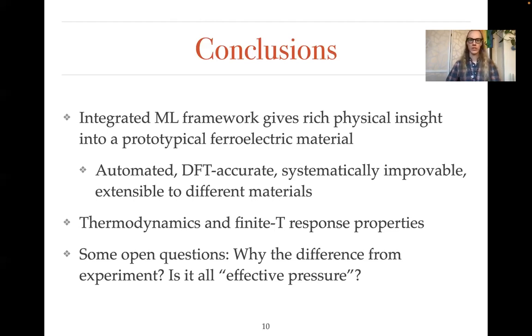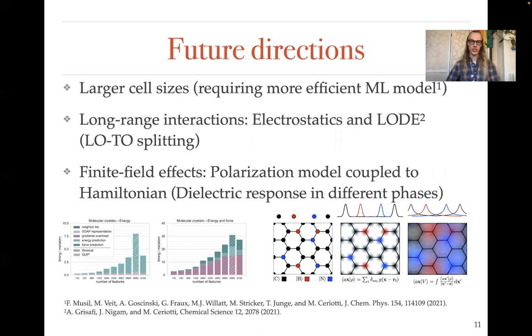So in the future, we'd like to improve the efficiency of the model so we can tackle larger cell sizes, supercell sizes. We've seen how important that can be. And also on the physics side of things, add explicit long-range electrostatic interactions. Right? So we could either use an existing electrostatic model, or we could use a newer data-driven approach that was recently developed in our lab. Another thing we'd be interested in doing is coupling the polarization model directly into the Hamiltonian so that we can study things like finite field effects and also the dielectric response in phases other than the cubic ones.